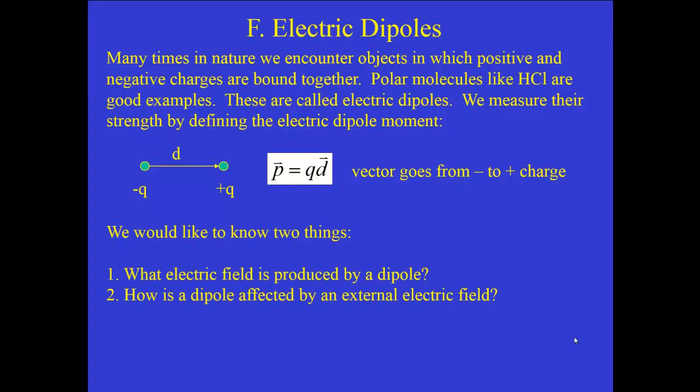So we would like to know in the next few minutes two things. What's the electric field produced by this dipole in its surrounding area? And then how is the dipole itself affected by an external electric field? It can't be affected by its own electric field, but if we put a dipole down in a region where there is an electric field, we will see that it experiences an effect, and we will quantify that.